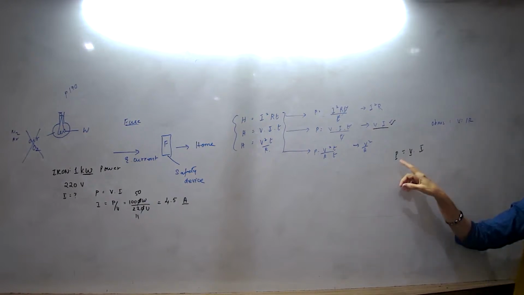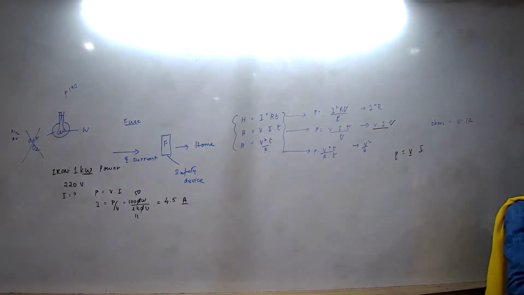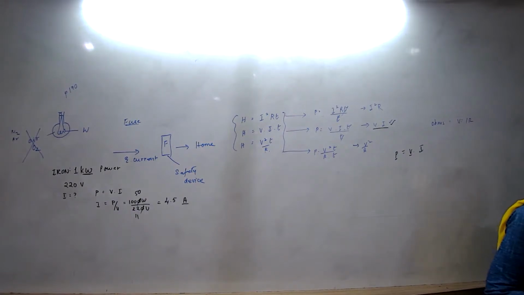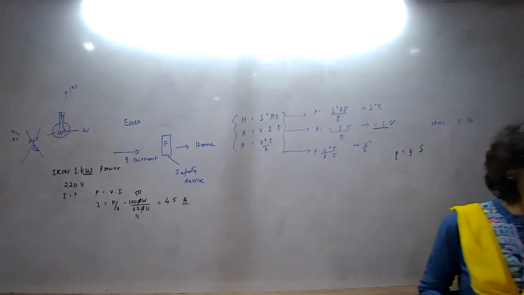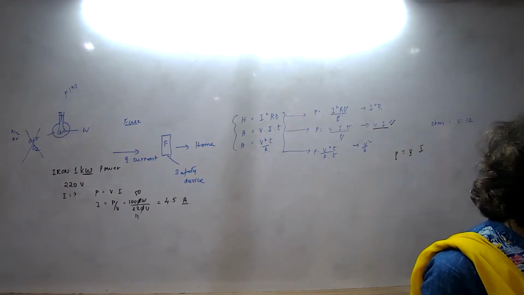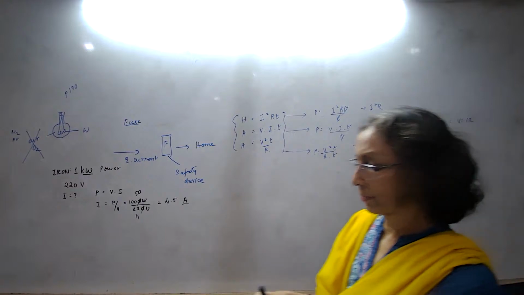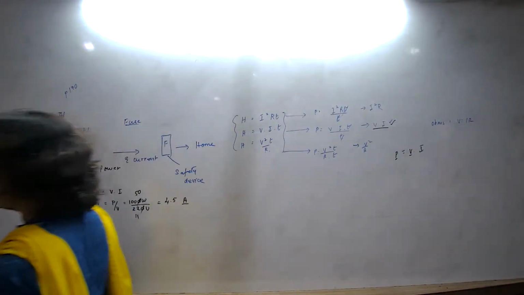P is equal to V into I. I know what my voltage is. I know what the current drawn is. I can find out what the power is. Isn't it? Come on, all of you write it down in your notebook. SI unit of power is what?